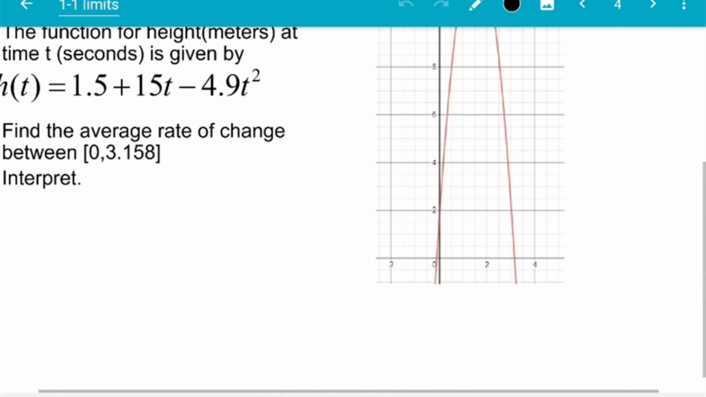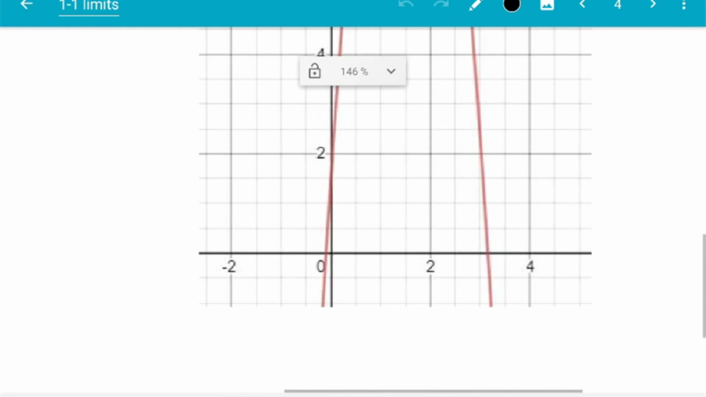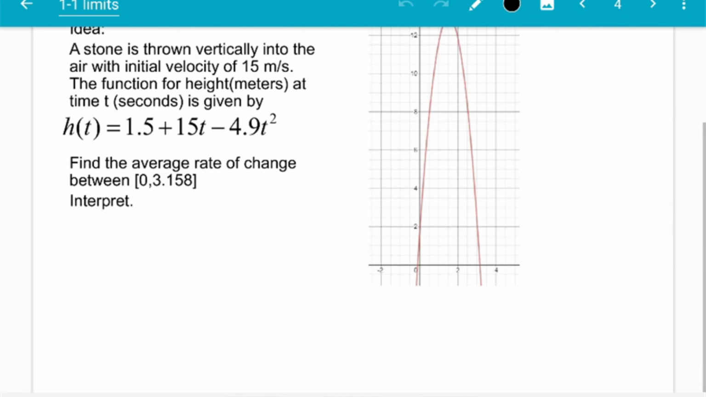Just to let you know, if you're looking at the graph, this over here is about 3.158. I did the heavy lifting for you, so you know what that is. Now, in order to find average rate of change, all you do is y2 minus y1 over x2 minus x1. Again, you should have already known this. This is average rate of change. This is slope. Should be fairly simple. So if I were to ask you to figure this out, good luck.